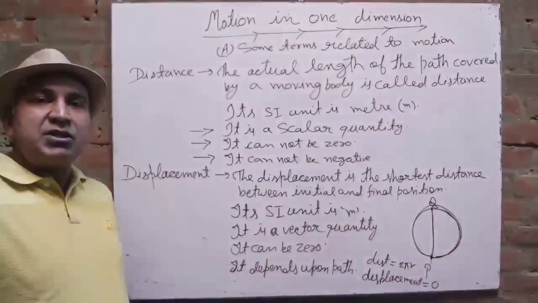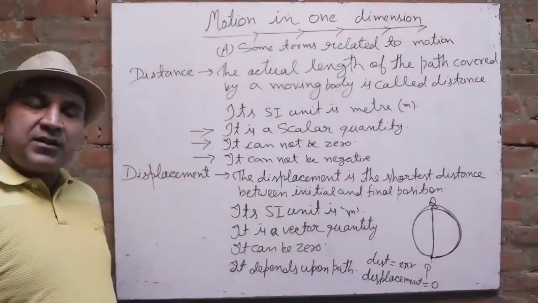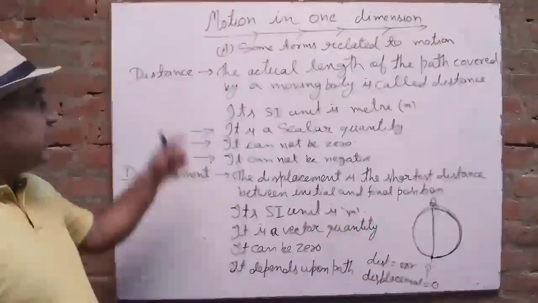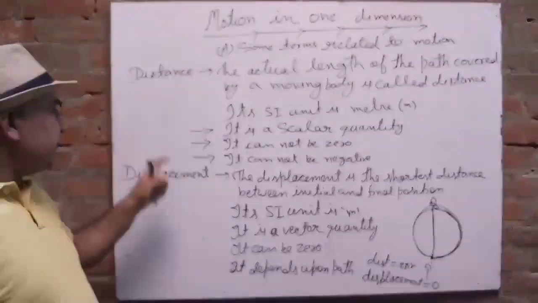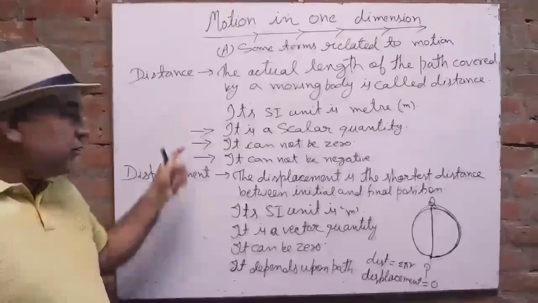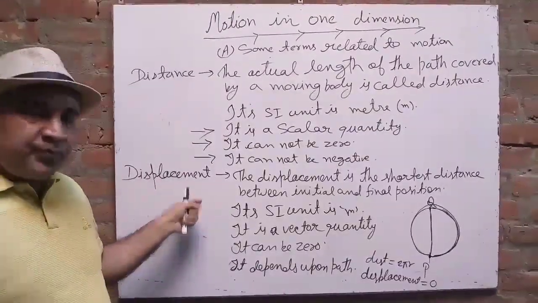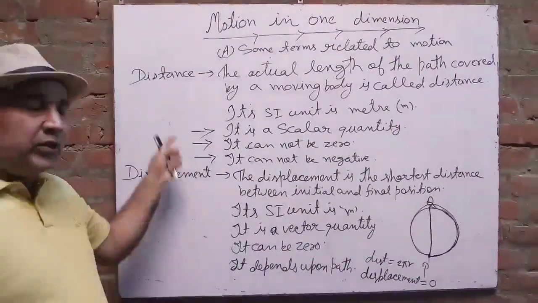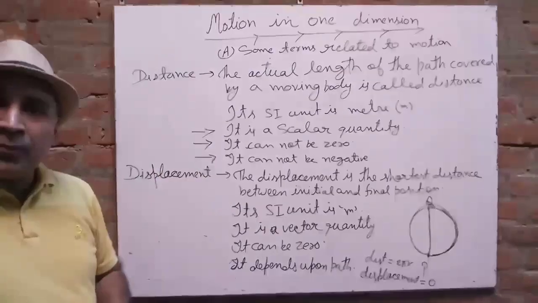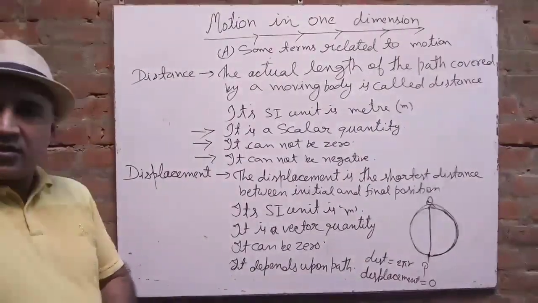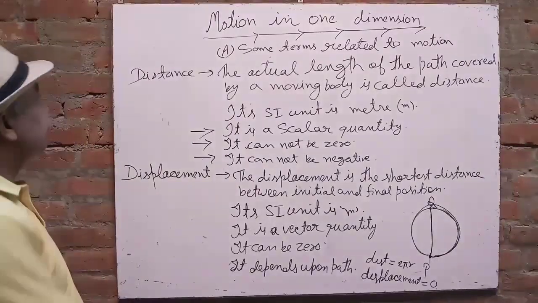Distance is the actual length of the path and displacement is the shortest distance between initial and final position. Distance is a scalar quantity, displacement is a vector quantity. Distance cannot be 0, displacement can be 0. Distance cannot be negative, displacement can be negative. Distance does not depend upon the path and displacement depends on the path. Is this clear? Okay, children.